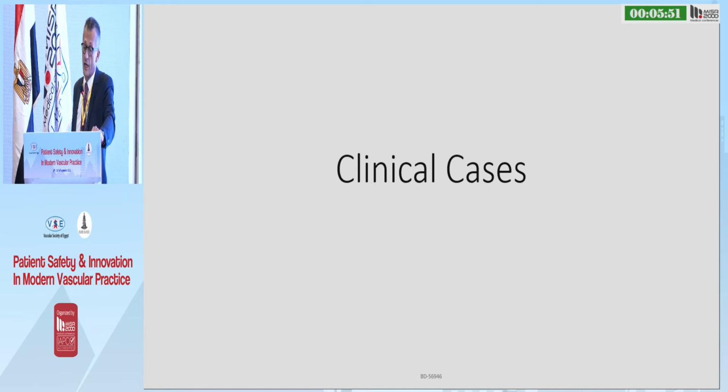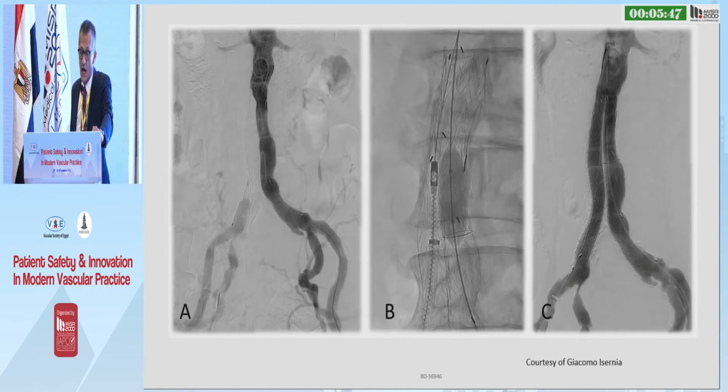Now, just two cases to better understand the effectiveness of this device. This is a case by Giacomo Isernia from the Perugia Hospital in Italy, with a right limb occlusion. After inflation of a balloon on the other side, as a rescue maneuver to avoid the shift of thrombus to the other side, he performed a recanalization using a 10 French Rotarex with this final result.